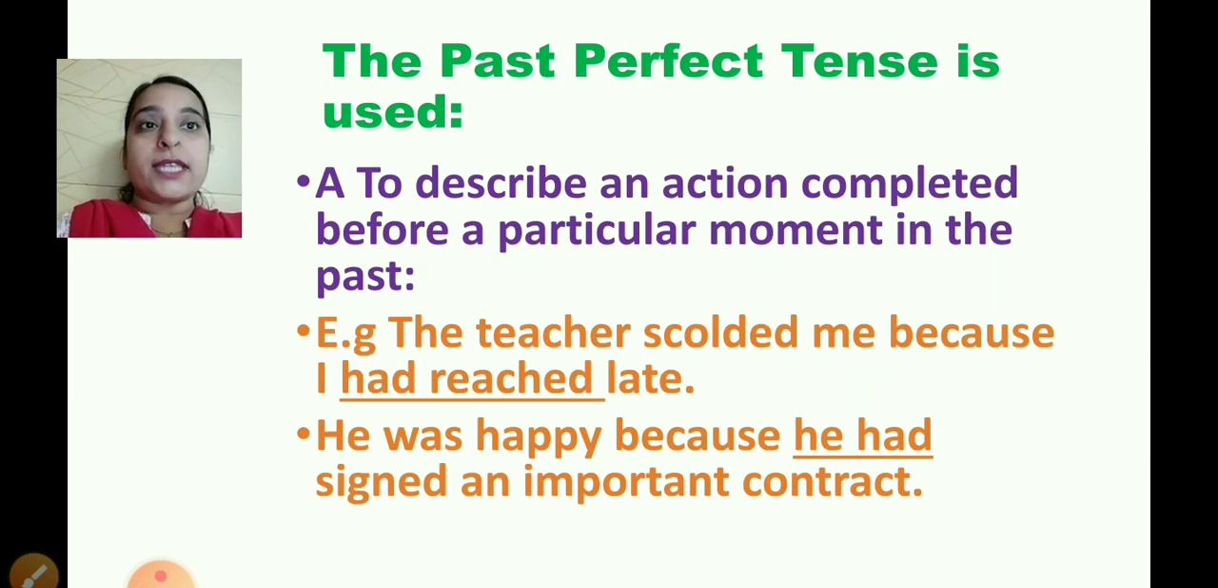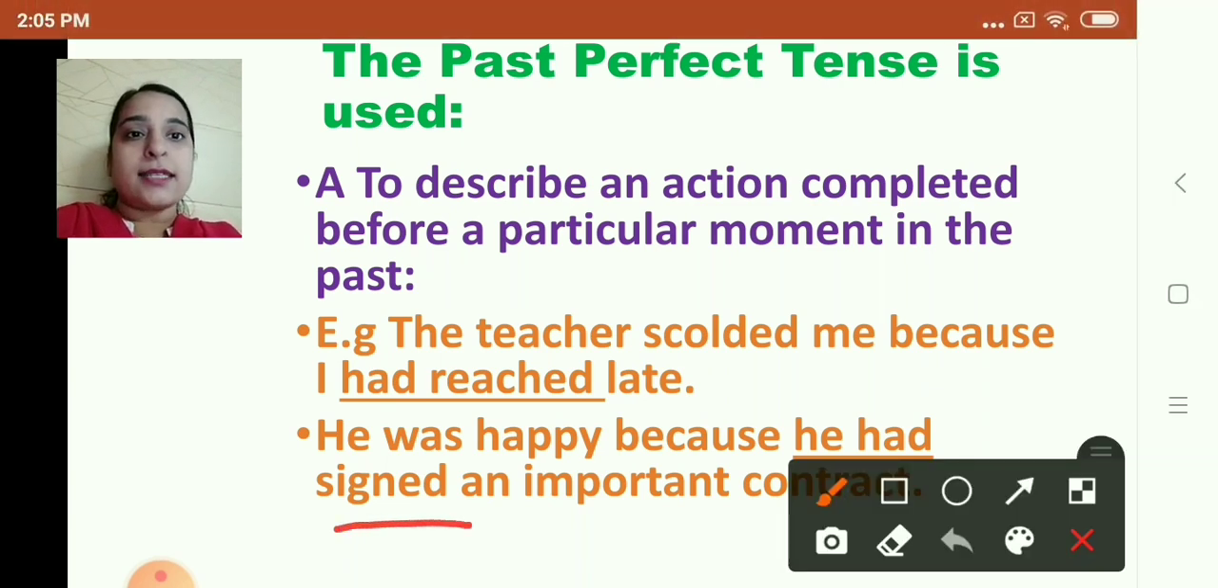The past perfect tense is used to describe an action completed before a particular moment in the past. For example, the teacher scolded me because I had reached late. So had reached, that is, you have to use had and past participle. He was happy because he had signed an important contract. Again, had signed is the past perfect.